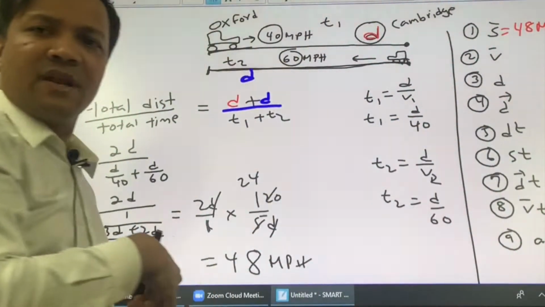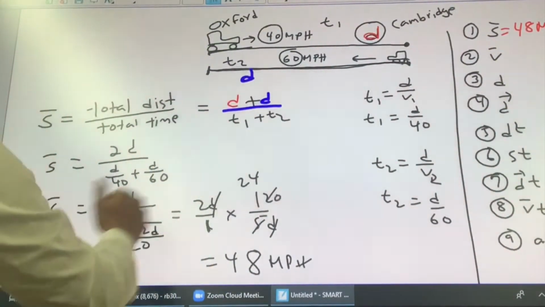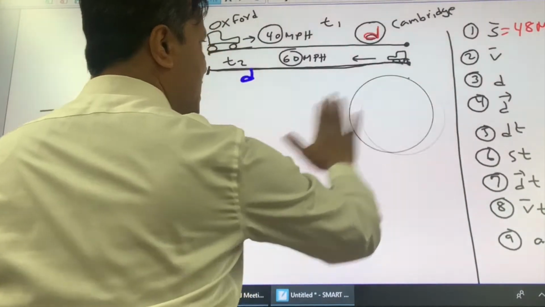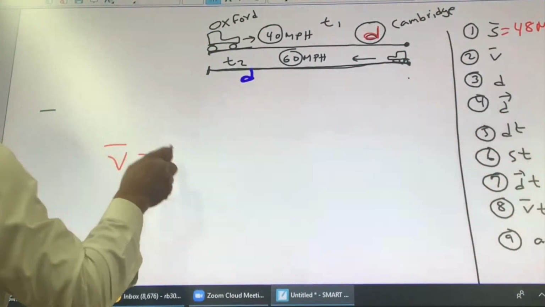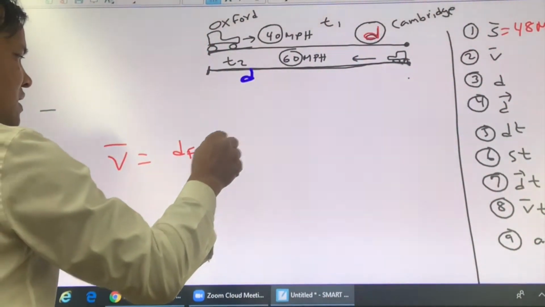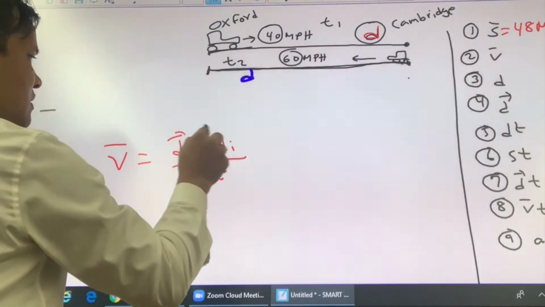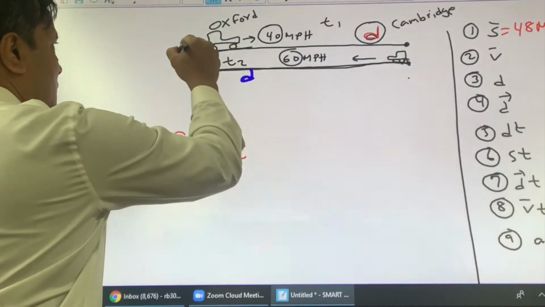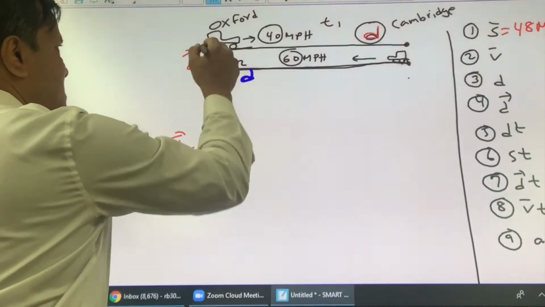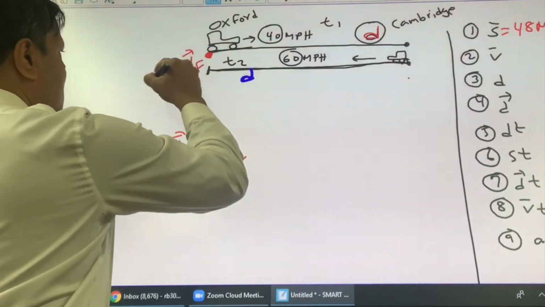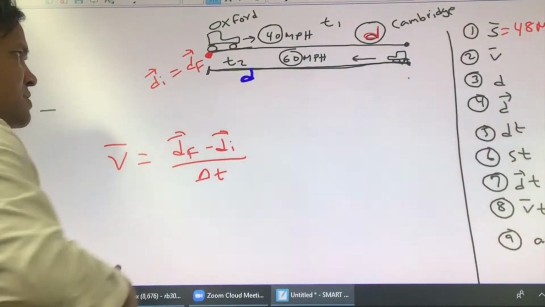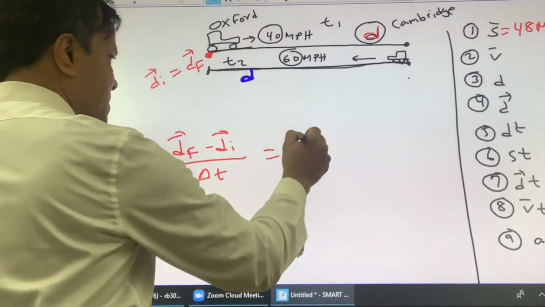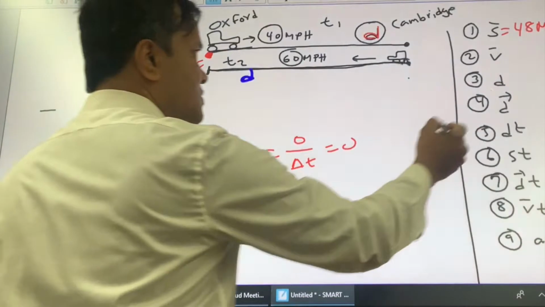Now you're going to find the average velocity. Notice that average velocity is 0, because the formula for average velocity is d final minus d initial over delta t. Displacement final is Oxford, but displacement initial is also Oxford, because you return to Oxford. So it's 0 over delta t, which is 0. So average velocity is 0.